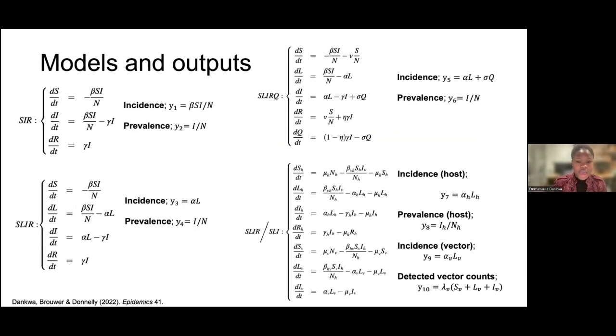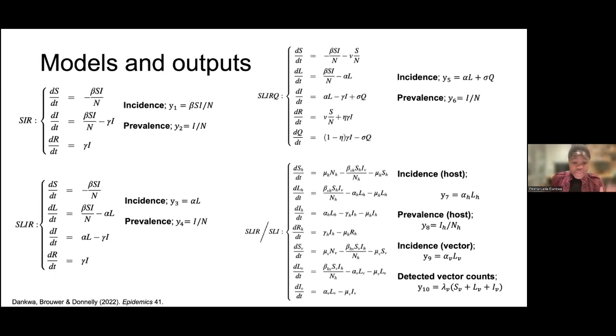So just to give you a peek into the actual equations and what we were calling output. Again, you saw the example for the SIR and also the SLIR model. I just want to draw your attention here to the SLI model, which we were considering could be used for a vector-borne disease. We considered 4 different data types or output types for that: incidence in hosts, prevalence in hosts, incidence in vectors, and detected vector counts, where people go out and put out traps, for example, for mosquitoes, and then count these vectors.